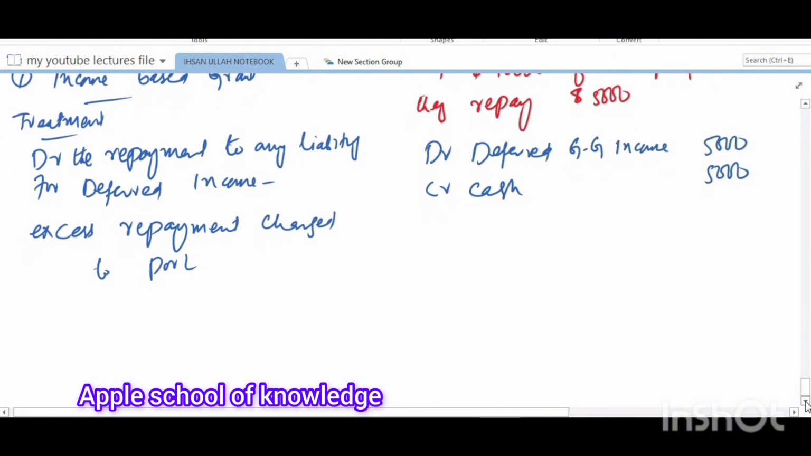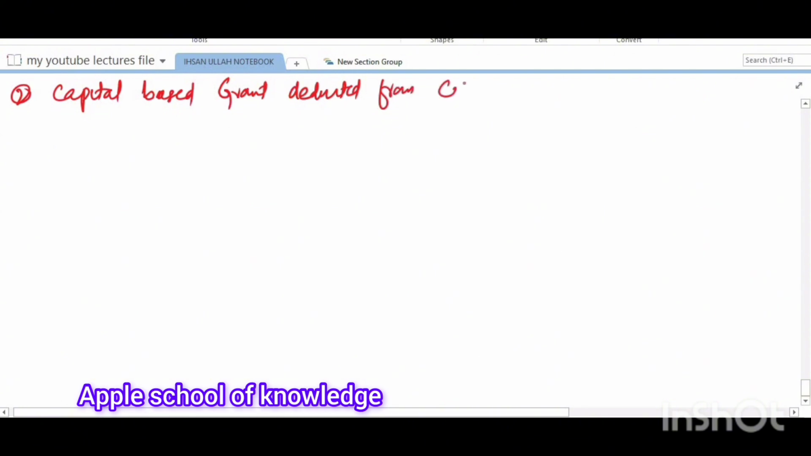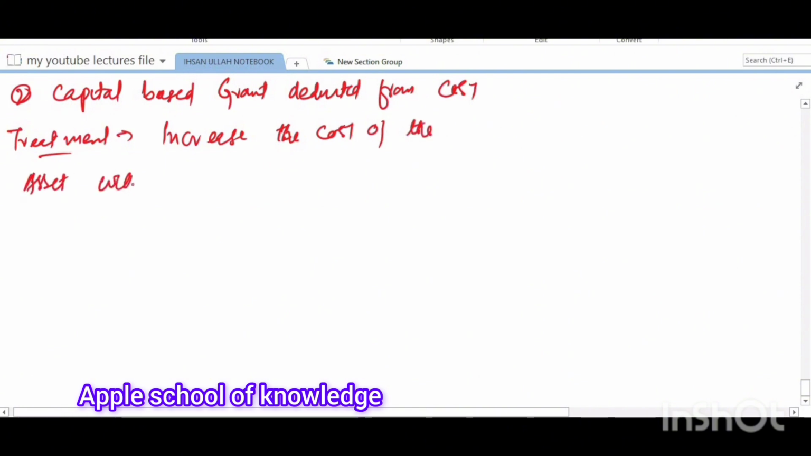We have to discuss another type of grant which you have to repay. This is the second type, and that we call capital-based grant, deducted from cost. The treatment will be to increase the cost of the asset with the repayment.